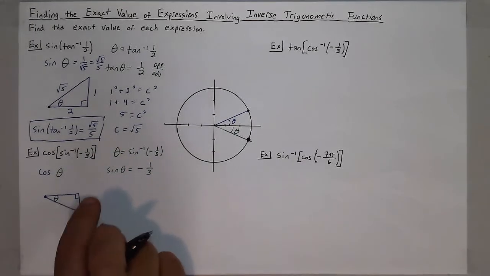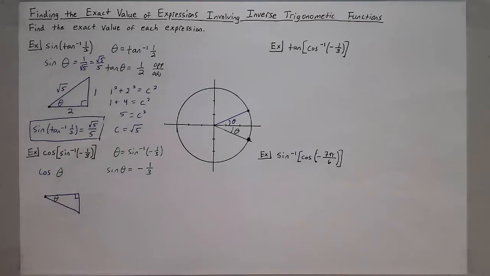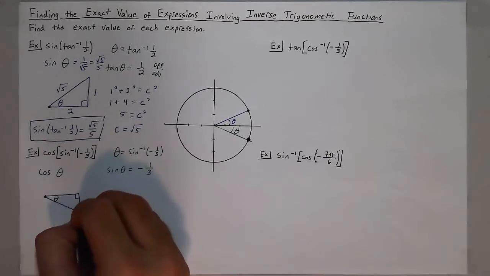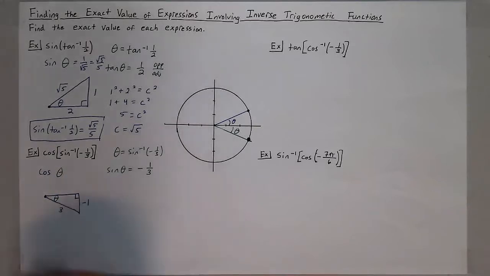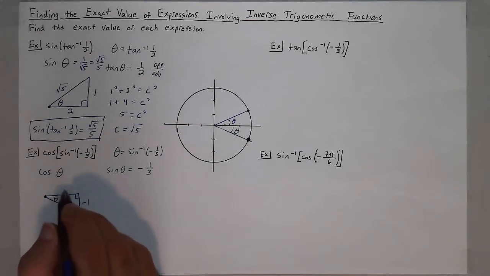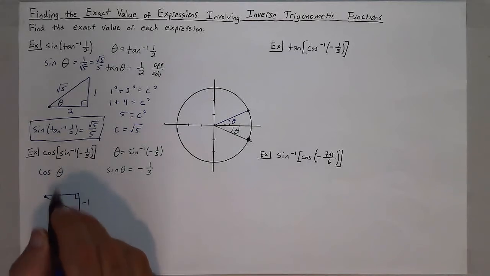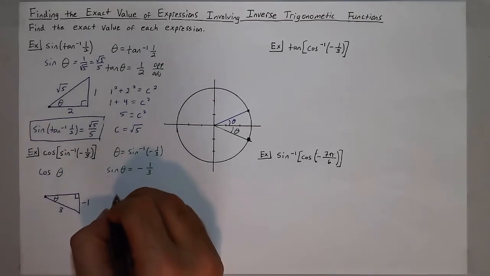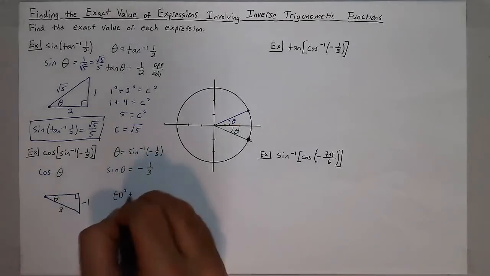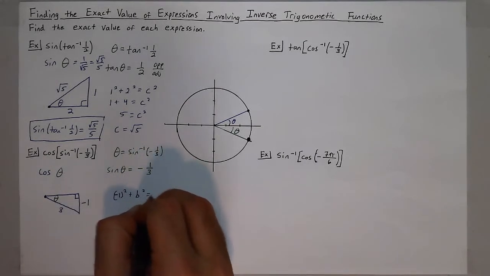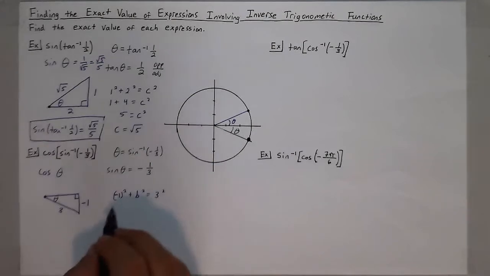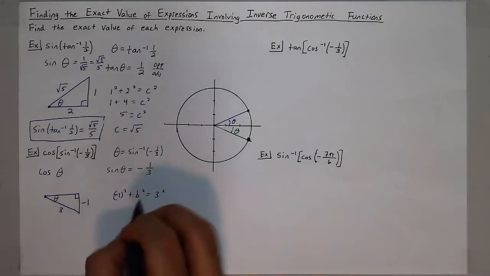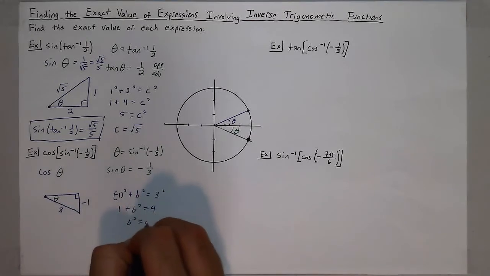I know that's opposite over hypotenuse. I'm in the fourth quadrant, so I'll be a negative y, and I'll keep my hypotenuse positive. And now I can use Pythagorean theorem to find the adjacent side so I can finish solving the problem. So that would be -1 squared plus, this I guess would be side b, is equal to 3 squared. So a squared plus b squared equals c squared. Give you 1 plus b squared is equal to 9. B squared is equal to 8.